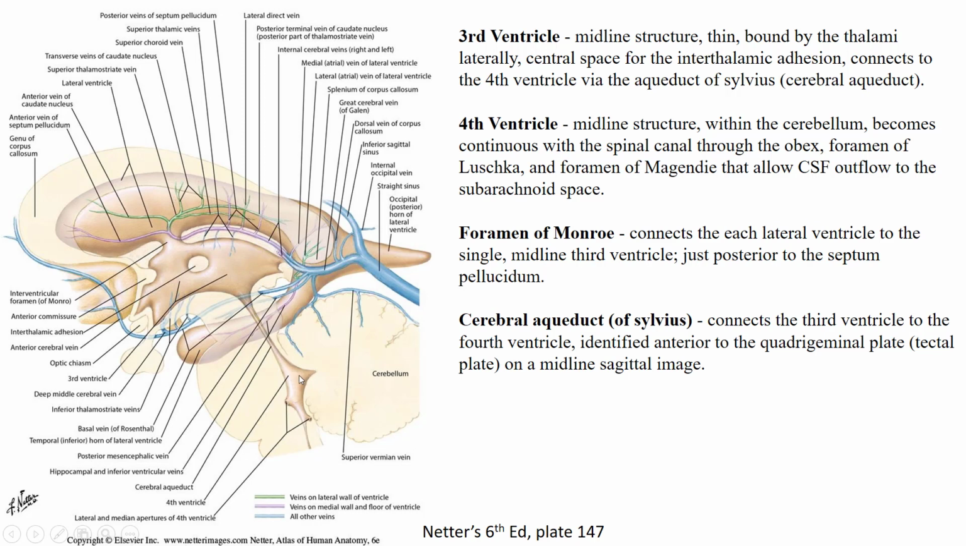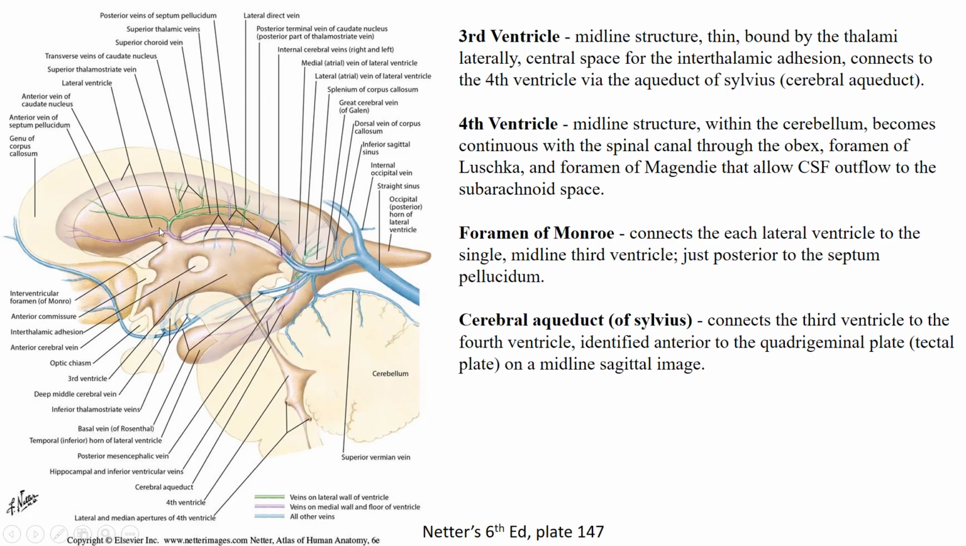And the fourth ventricle is a midline structure within the cerebellum. So the cerebellum sits here, and this is the fourth ventricle. It becomes continuous with the spinal canal through the obex. And this would be the obex going into the central canal. And you've got the foramen of Luschka here and the foramen of Magendie. And those allow the CSF outflow into the subarachnoid spaces.